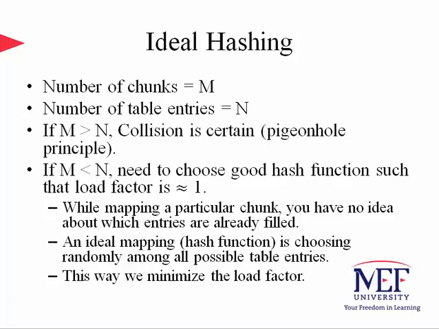In case m is less than n, again, if we knew which entries of the index table are filled, we would certainly have 0 collision probability because we would have never chosen an index that's already assigned, right? However, we do not have a priori information about the mapping of these indexes. So an ideal hash function chooses indexes randomly among all possible table entries. This way, we hope to minimize the load factor.